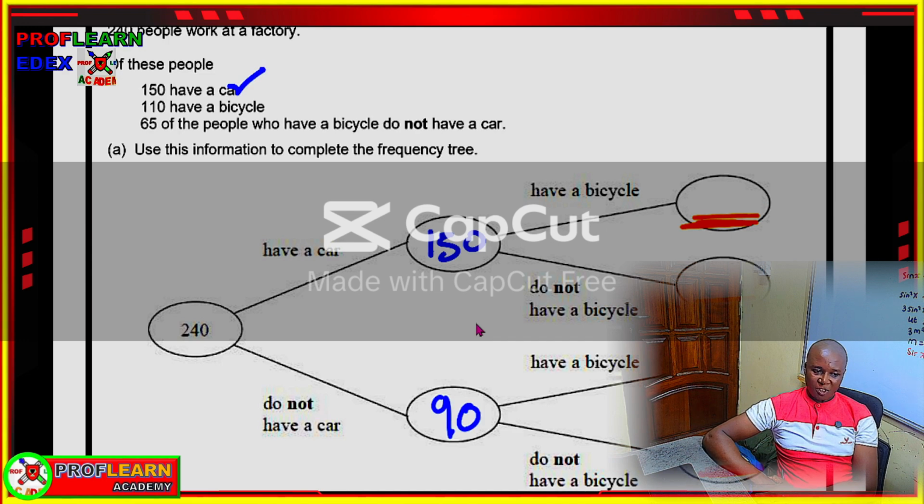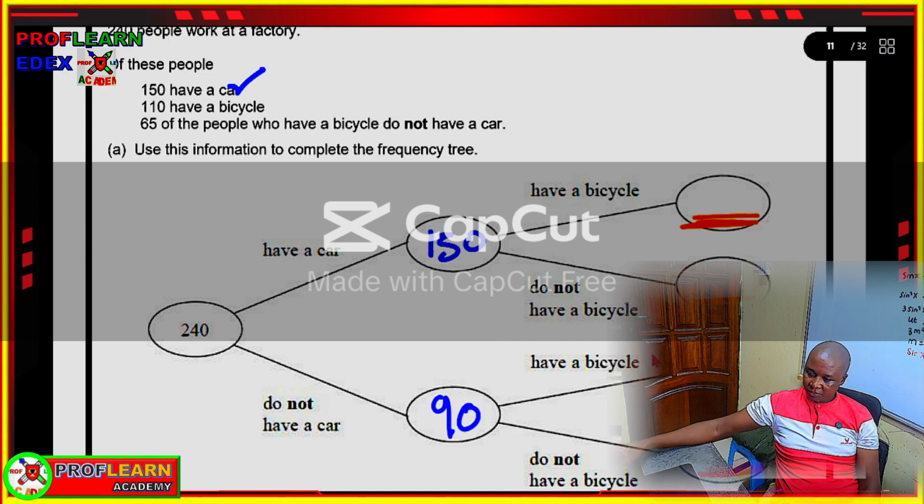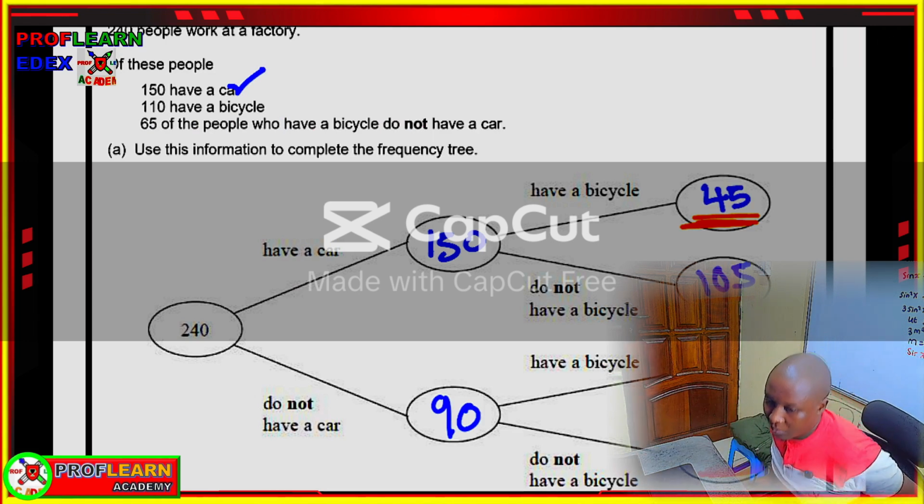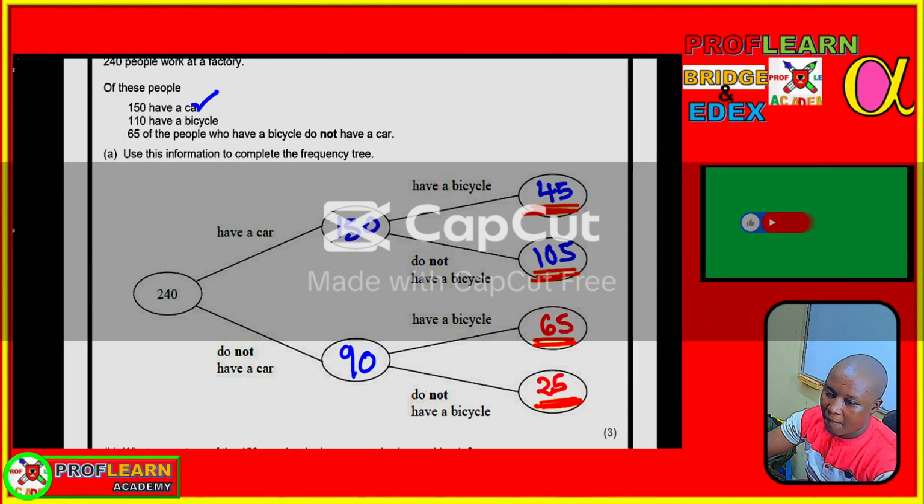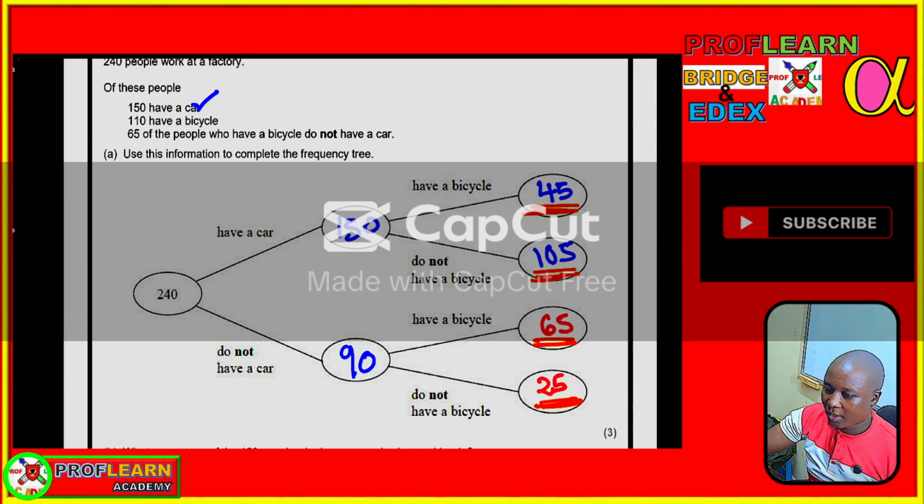Do not have a bicycle, do not have a car. 65 of the people who have a bicycle do not have a car. Okay, so we are going to move this a little bit up so that we can see what this should be. So that is exactly what we're going to do in order to complete that. So that's what we shall have there.